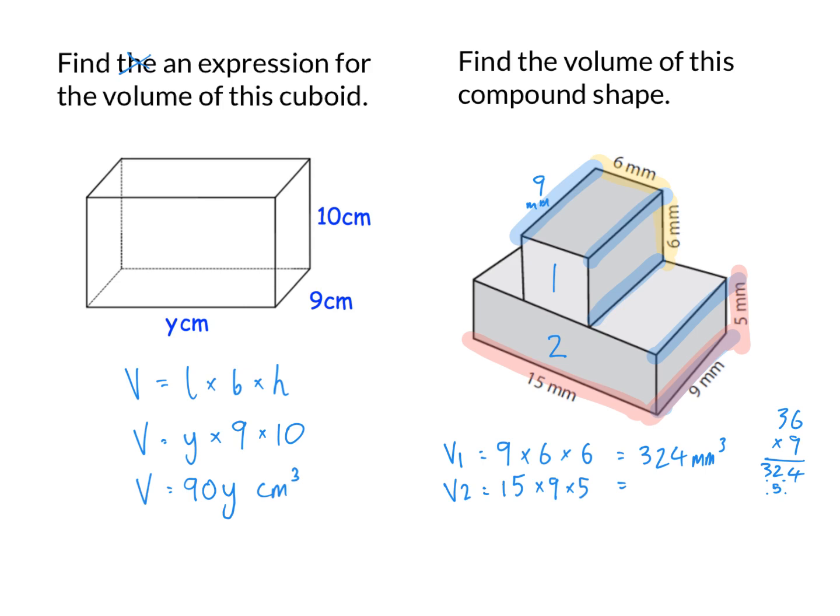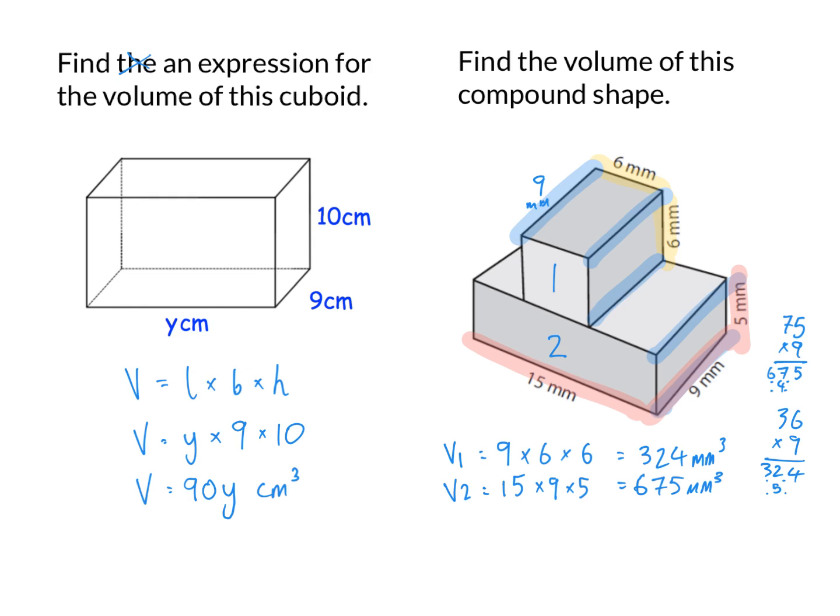I think I'll do 15 times 5, just because I know that that's 75. Then multiply that by 9. 9 fives, 45, so 5 carry a 4. 9 sevens are 63, 64, 65, 66, 67. So I've got 675 millimetres cubed down the bottom.